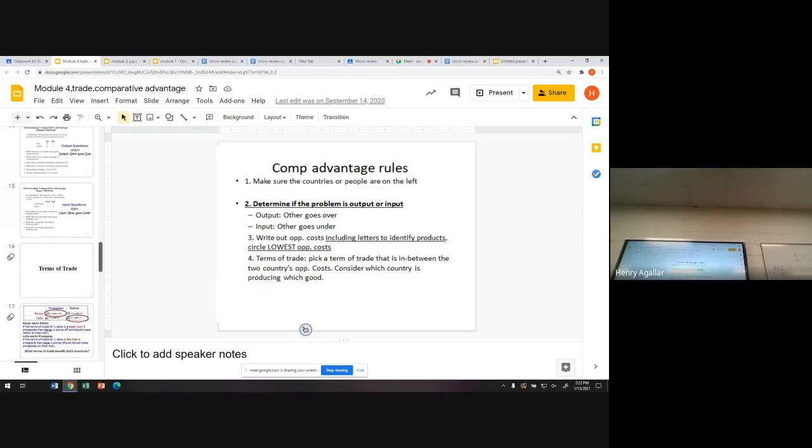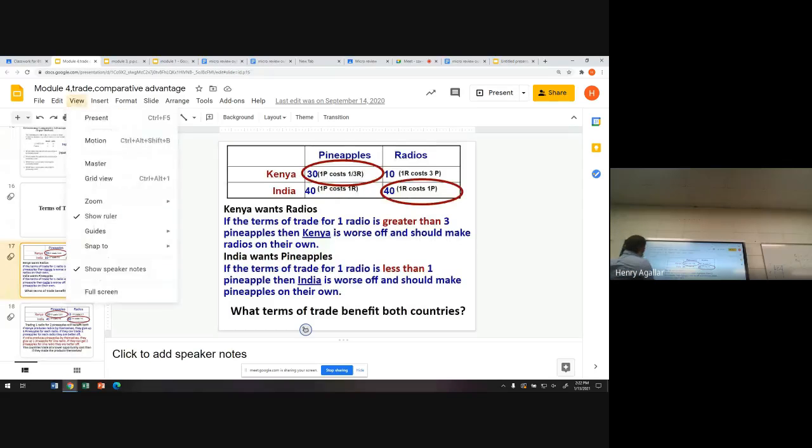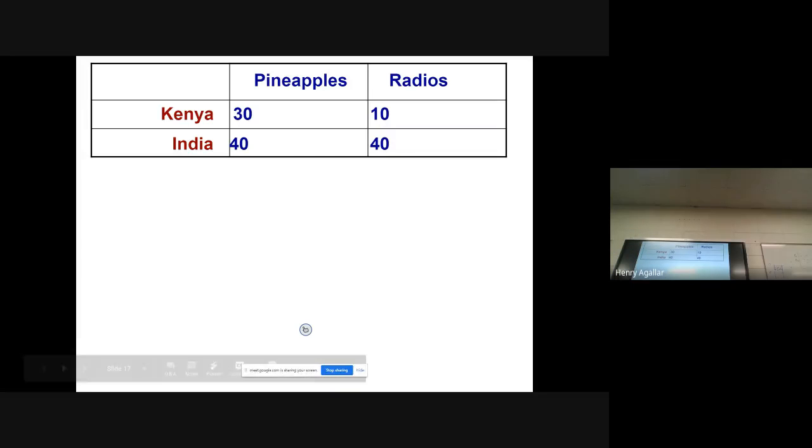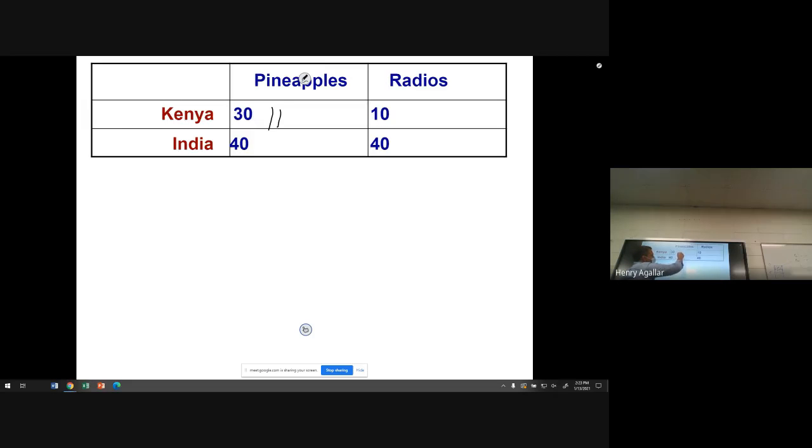So let's do this example then. Let's assume this is output, that they tell you this is the number of pineapples and radios, okay? How do I do it? Kenya can produce 1 pineapple equals, other goes what if it's output? Other goes over, 1/3 radio. 1 radio then equals, other goes over, 3 pineapples. And it should be the reciprocal of that. If it's not, you did something wrong. People don't like to do that. Like, oh, I don't want to put that in. You're going to have problems later. 1 radio then equals 1 pineapple.